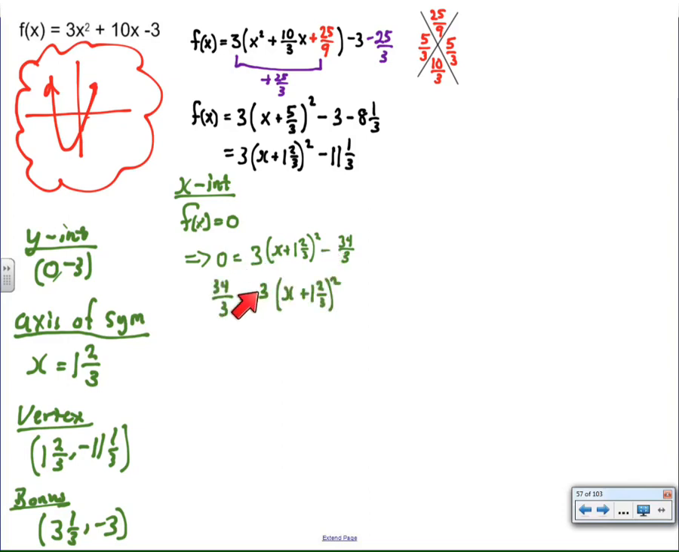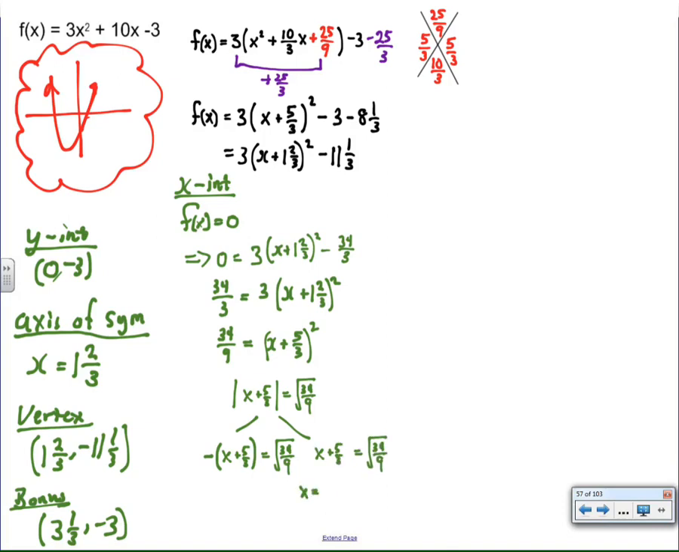Now before I take the square root, this is not a perfect square, so I'm going to get rid of it. I'm going to divide both sides by 3, in other words, multiply both sides by 1/3. 34/9 is the end result. Now I'm going to invert the square, which is the square root. Don't forget the absolute value, which breaks up into 2 separate equations, one with the opposite and one with leave it alone. And when I solve each, I get this very ugly number.